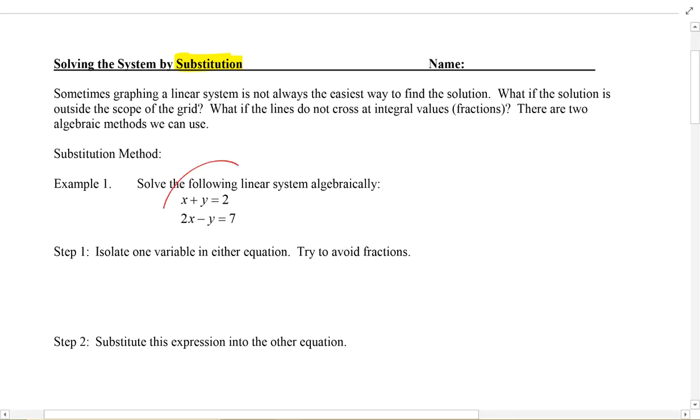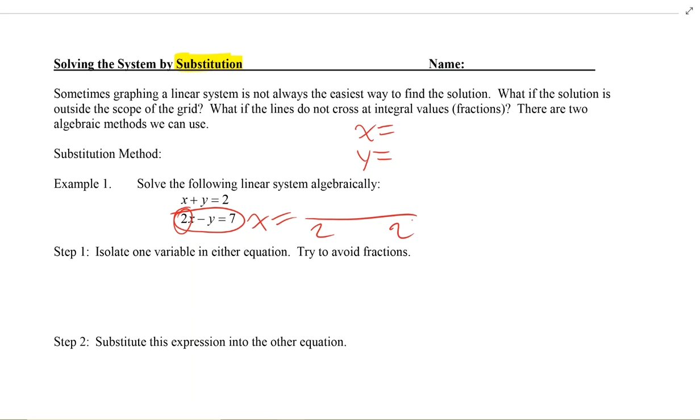So we have these two equations. We want to turn one of them into x equals or y equals. It's your choice which one you do. Now there's easy ones and there's harder ones. When I look at this, I would not take this one and turn it into x equals, because I'm going to divide by 2 and get these nasty fractions, and I don't want to work with them. So I would not turn that equation into x equals.